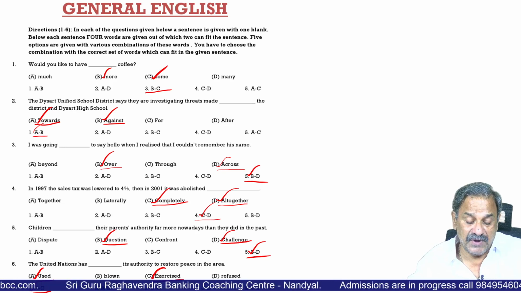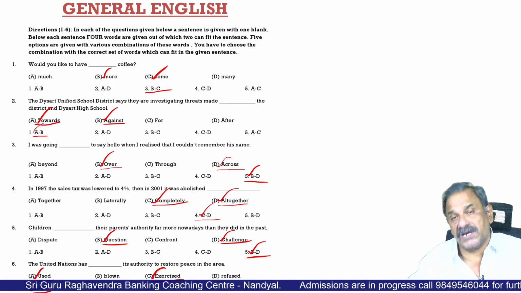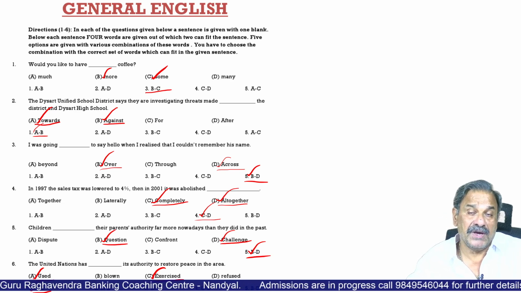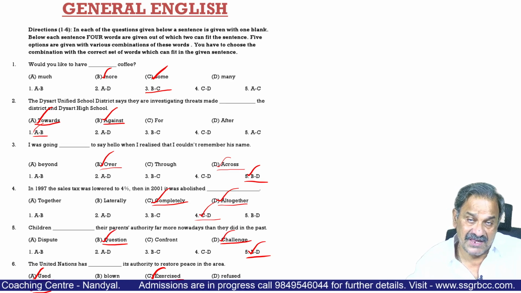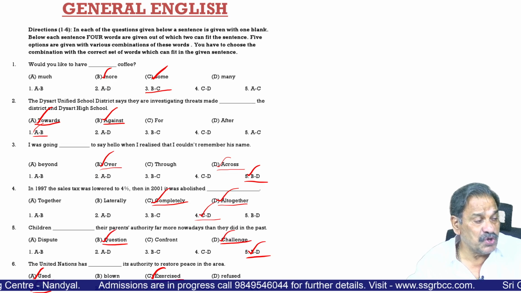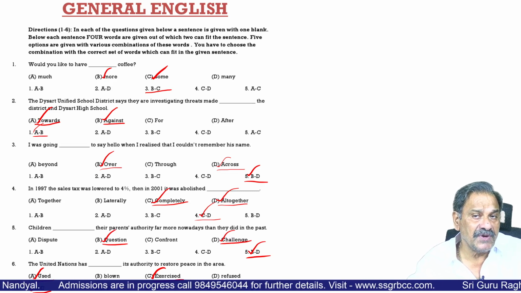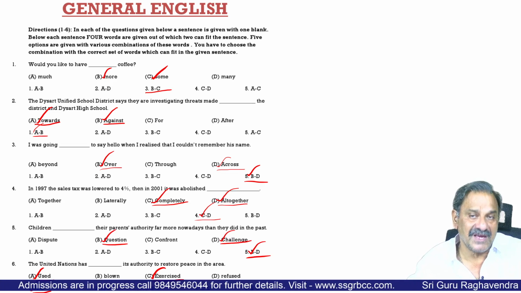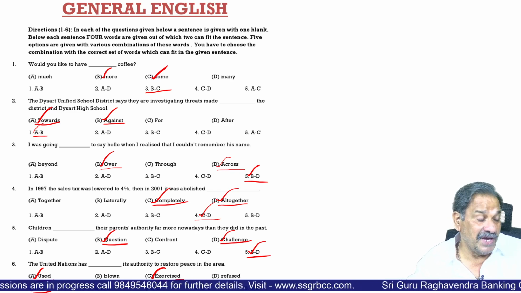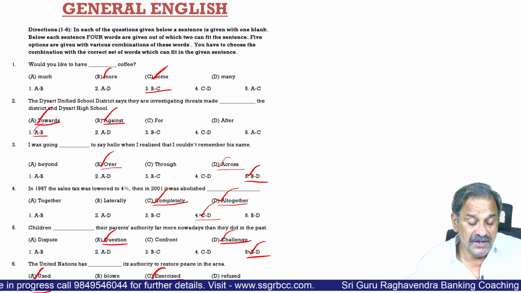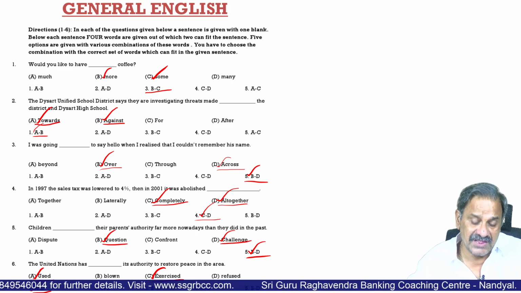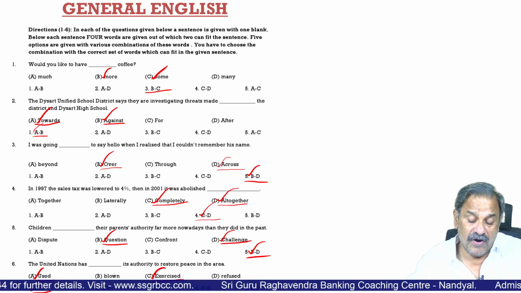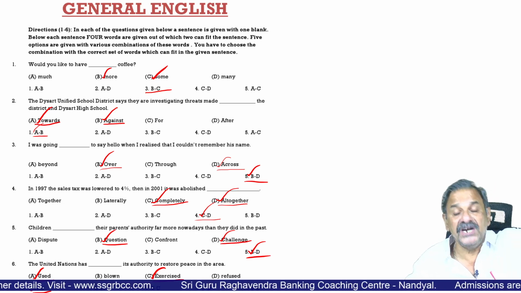Children dash their parents' authority. See, here parents means both father and mother. When any plural noun ends with s, if you want to keep them in the possessive case, where do you have to keep the apostrophe? You have to keep the apostrophe after s. Why? Because we have to make both the parents responsible. Children dash their parents' authority far more nowadays than they did in the past.